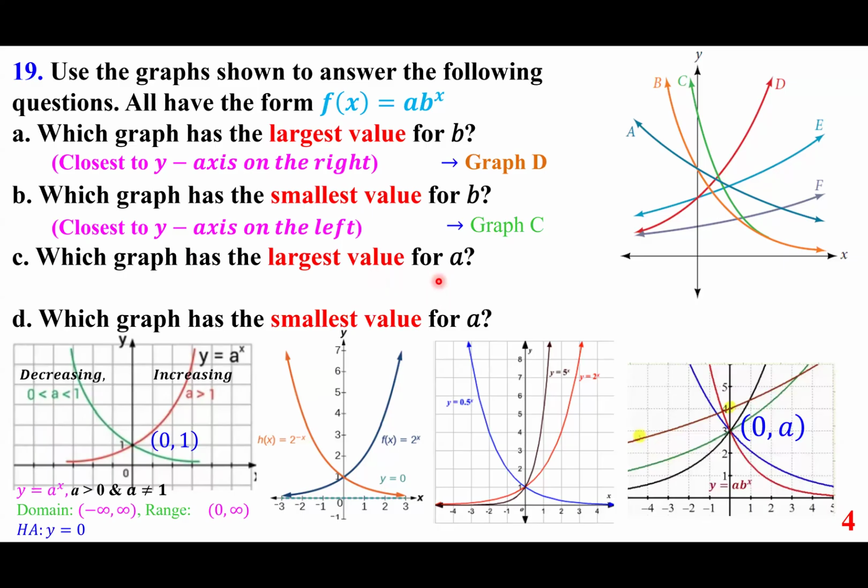Now, which one of them has the largest value for a? Notice, again, as we mentioned, f of x equals a b to the power of x. The y-intercept changes from 0, 1 to 0, a. So all of them have the y-intercept at 0, a. So let x be 0. The y-intercept is located at 0, a. So the largest a means the largest y-intercept. And clearly, here's the y-intercept, here's the y-intercept, and I hope you see that there is no other one having a larger y-intercept. So this one, therefore, the answer is C.